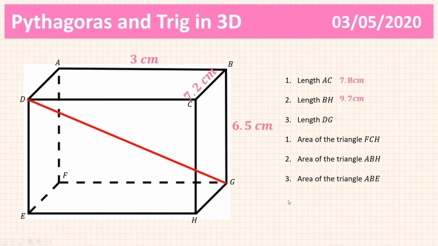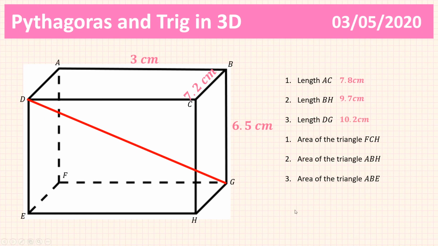Then I'm doing DG, which is our space diagonal, the one that goes across the entire cuboid from one point of the cuboid to the other point of the cuboid. My triangle goes down to E and across to G, so I'm going EGD. There's my triangle. I'll have to use Pythagoras to work out EG, then I'll have to use Pythagoras to work out DG, so I end up with that one.